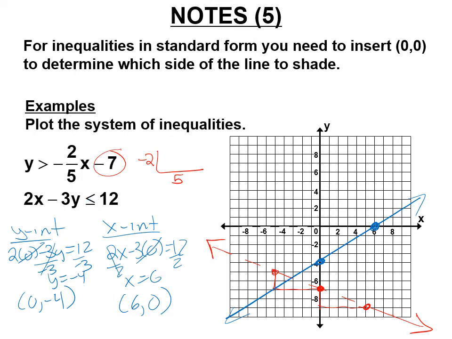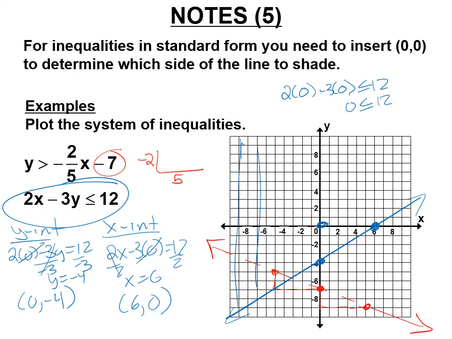So let's do that. I'm running out of room. I'm putting 0, 0 into that. So 2 times 0 minus 3 times 0 is less than or equal to 12. So 0 minus 0 is 0. Is 0 less than or equal to 12? Yes. 0, 0 is a solution. So even though it says less than or equal to, the blue one is getting shaded above, because 0, 0 is the solution.